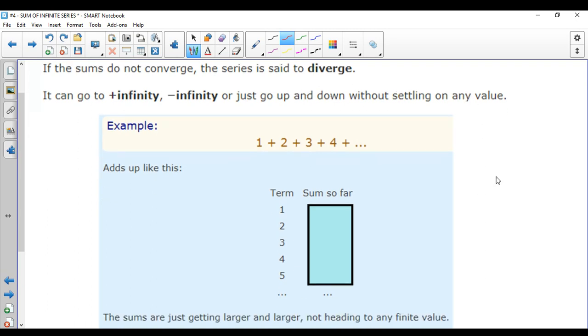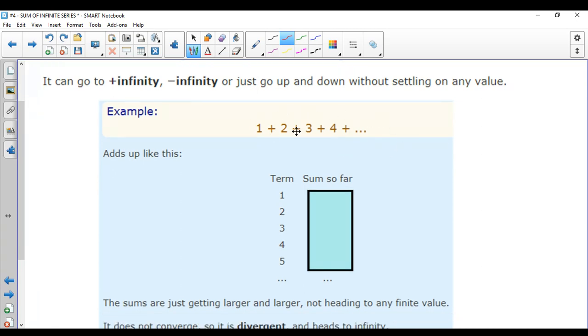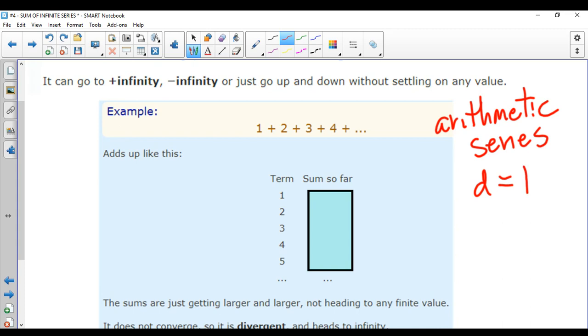So for example, what kind of series is this? Right? Is it arithmetic or geometric? Those are the only two we talked about. And remember, arithmetic is just when you add the same value to get the next one. Geometric is when you multiply the same value to get the next term. So as you look at this one, I hope that you can see that this is an arithmetic series with the common difference being 1.